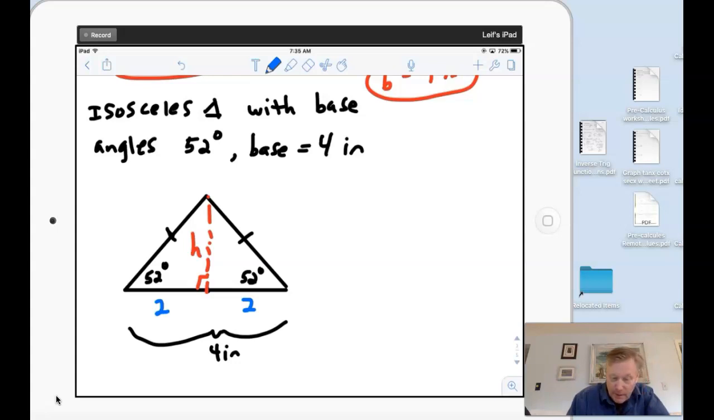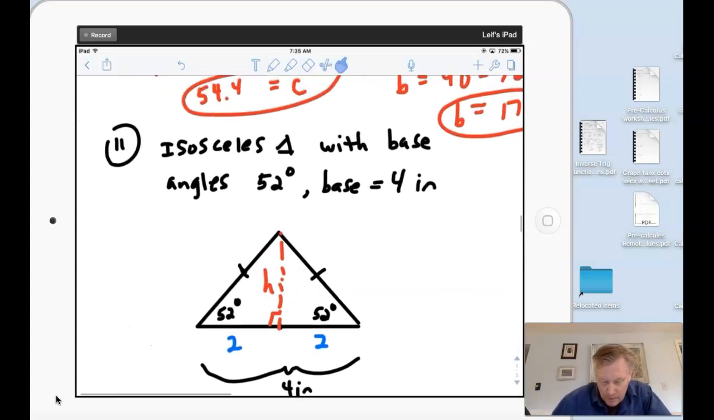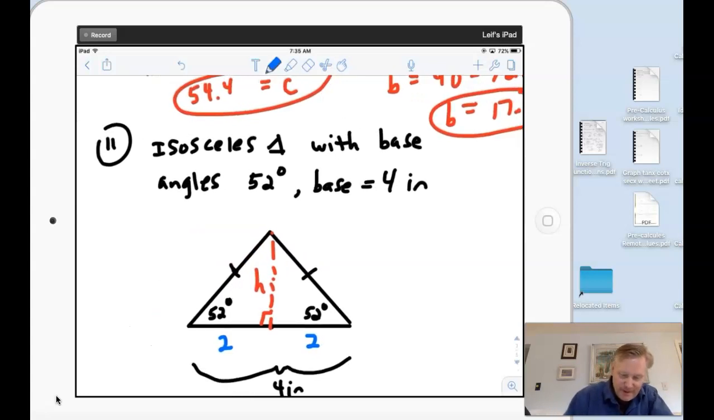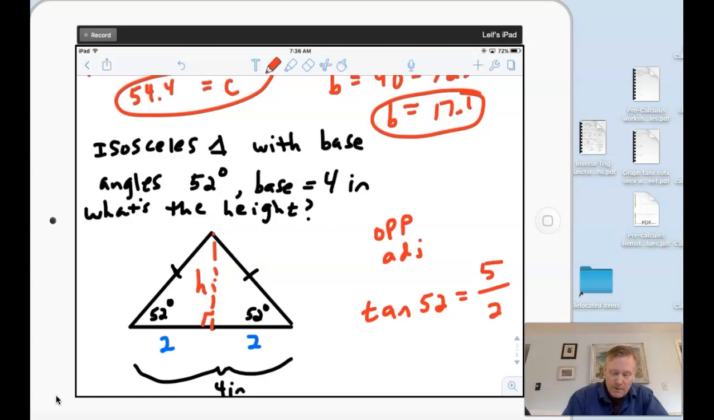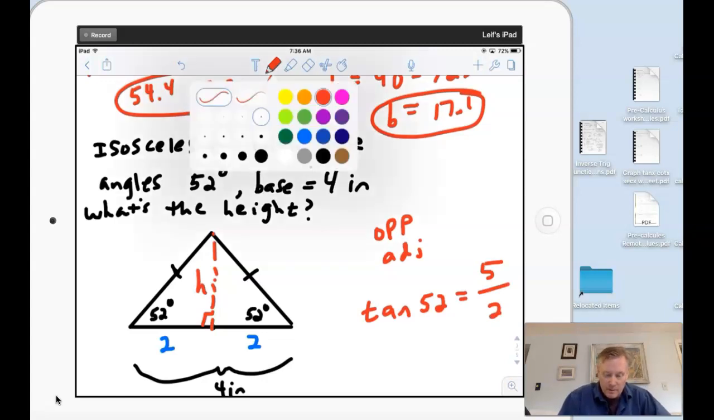What are they asking for? I forgot to write down the actual question they're asking. The question asks for the height, so I need to solve for h. With regards to the 52 degrees, the h is the opposite and the 2 is the adjacent. So I would like to use the tangent of 52. The opposite is the h, the adjacent's the 2. If I solve that, I will get my answer.